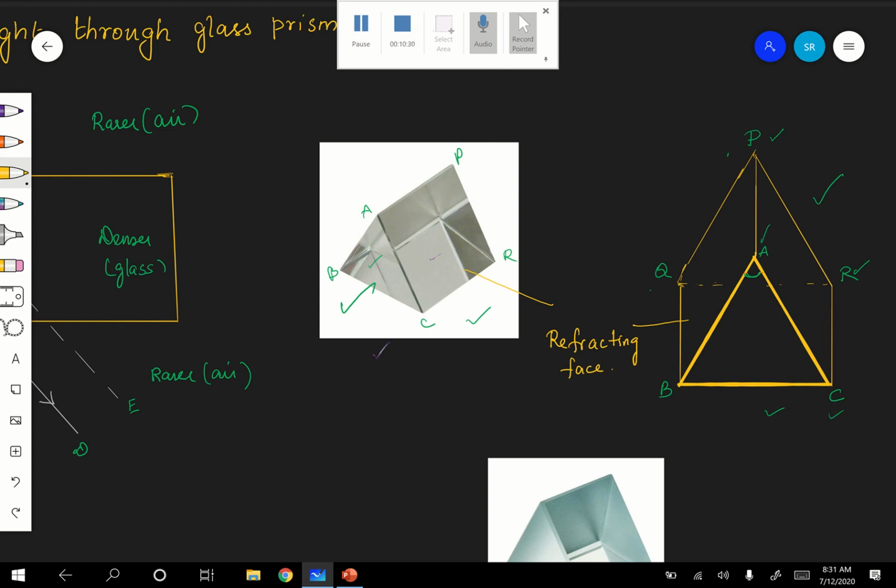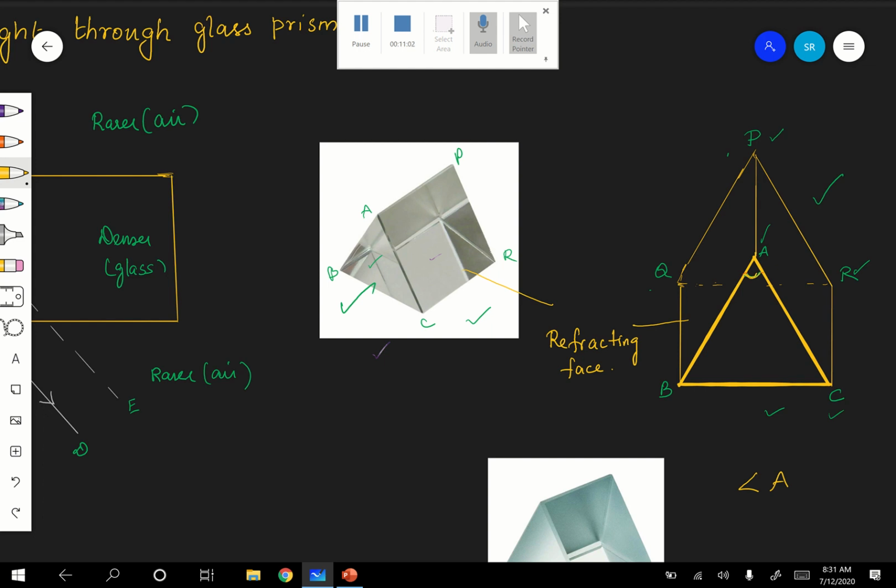These two sides, the plane faces, is where refraction takes place. And this angle A is what is called the angle of the prism, or it is also called the refracting angle. Angle A is the angle inclined by the two plane faces. Are you following?